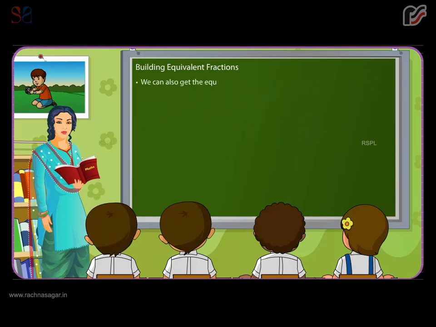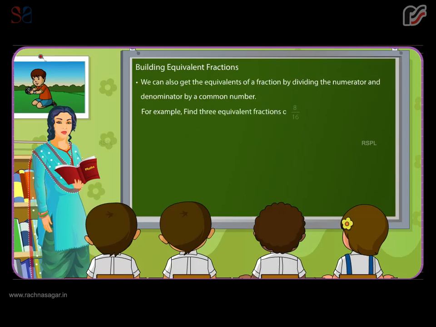We can also get the equivalence of a fraction by dividing the numerator and denominator by a common number. For example, find 3 equivalent fractions of 8/16. On dividing the numerator and denominator of 8/16 by 2, we get the new fraction as 4/8. By 4, we get 2/4. By 8, we get 1/2.